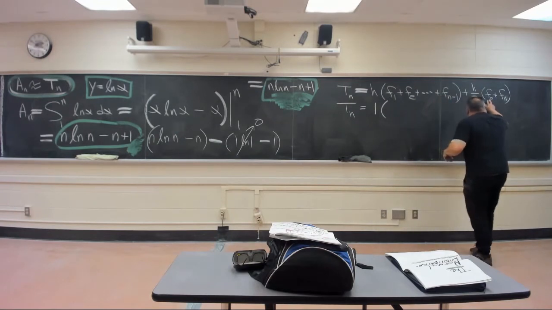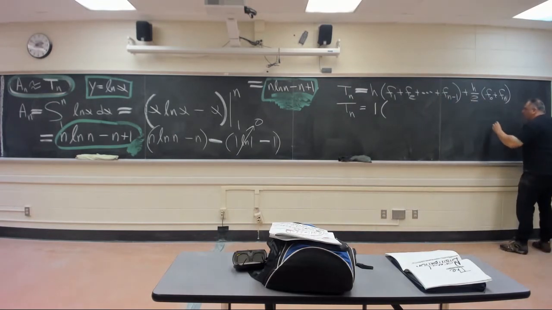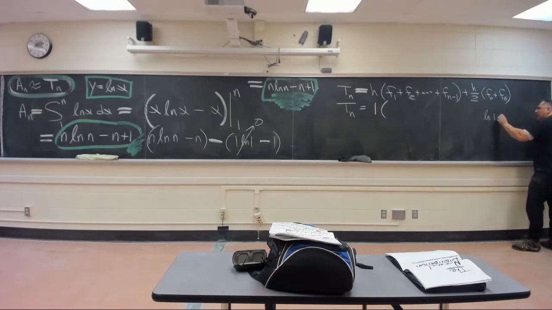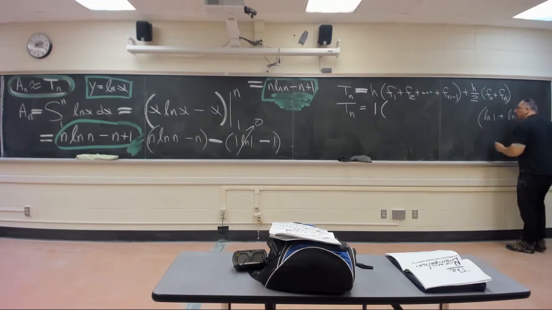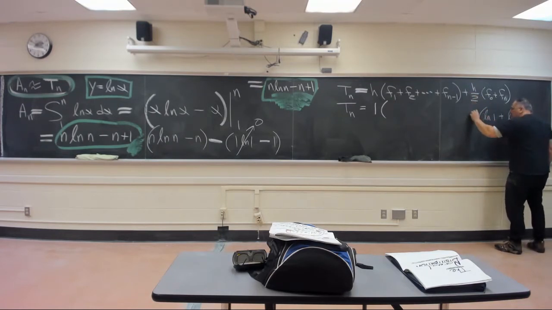The F0, the initial one, is you're starting at 1. Here you're going to ln of n. This is 1, this is 2.